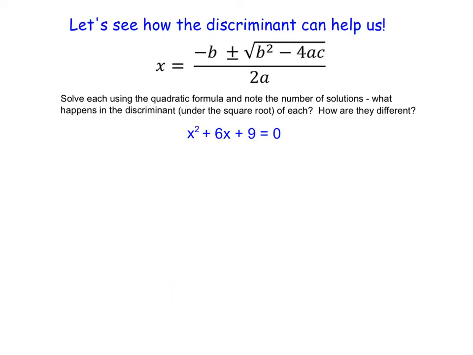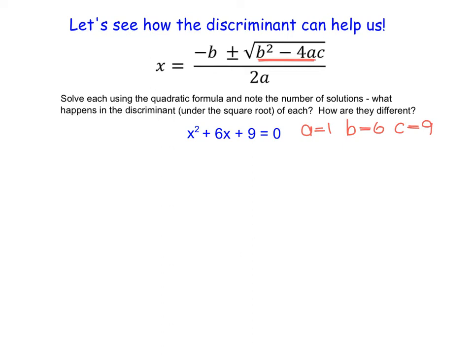So what we're going to do here in a couple of examples is look at what happens in the discriminant and then use it to pick up on some patterns about how the discriminant can help us figure out, do we have two real solutions, one real solution, or two imaginary solutions. So here we can see our quadratic is all ready to go, and I have an a value of 1, a b value of 6, and a c value of 9. So we're going to utilize our quadratic formula here and pay close attention to this discriminant value and what happens.